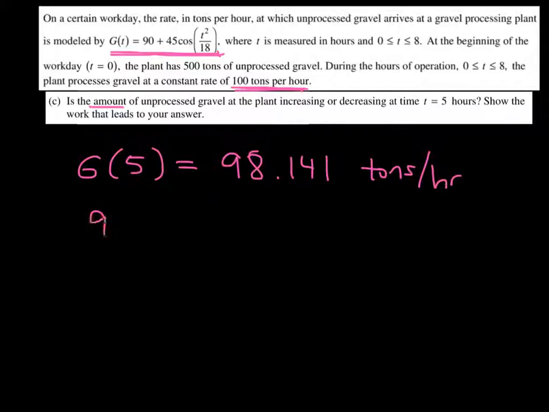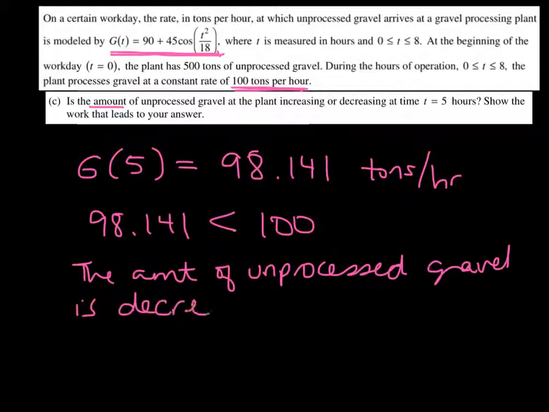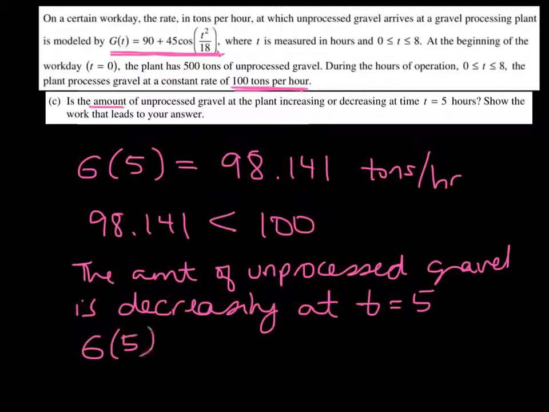So I'm going to say that 98.141 is less than 100. Therefore, the amount of unprocessed gravel is decreasing at t equals 5. And I would just say that's because G of 5 is less than 100. Okay, and you could explain that in words by saying the rate at which it's arriving is less than the rate at which they're processing it.